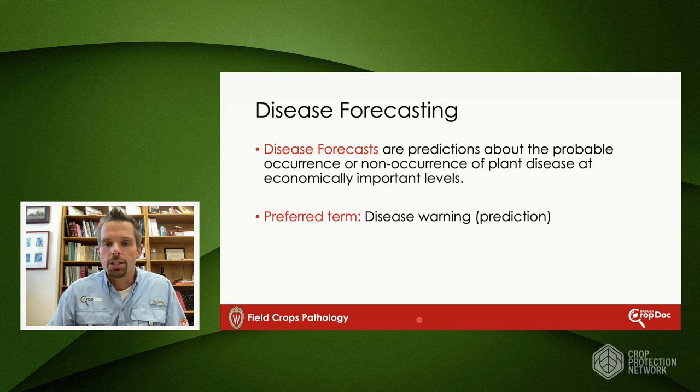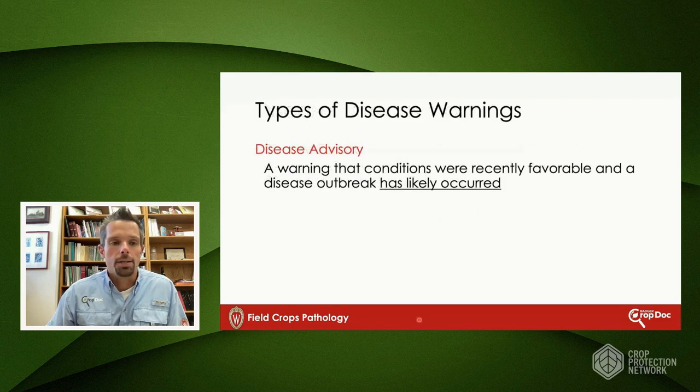Forecasts are actually predictions about the probable occurrence or non-occurrence of a plant disease of economic importance. The preferred term that I like to use is actually disease warning systems, because a lot of times we're using weather that has already happened. We're not actually looking at a true forecast. So it'd be more appropriate to call it a disease warning system. Although some of the newer science, and I'll talk a little bit about how we're pushing forward into the forecasting realm, I'll talk about how we're integrating that into true forecasts.